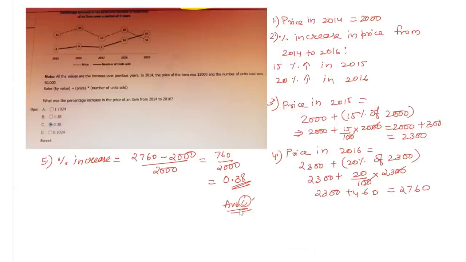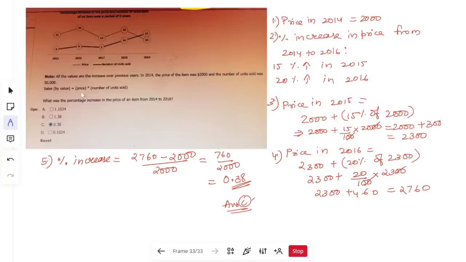Let's look at this question that we have. This is a question based on a graph, guys. You will be given a graph and you are asked some questions. Let's see the note first of all. All the values are increased over previous years. In 2014, the price of an item was $2,000 and the number of units sold was 50,000.